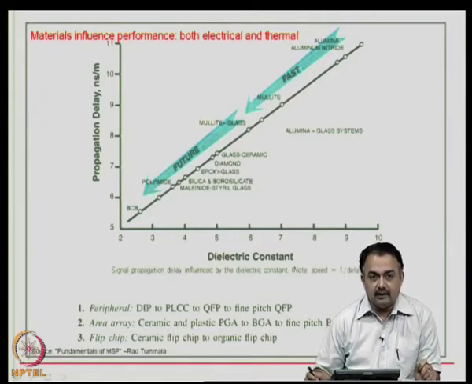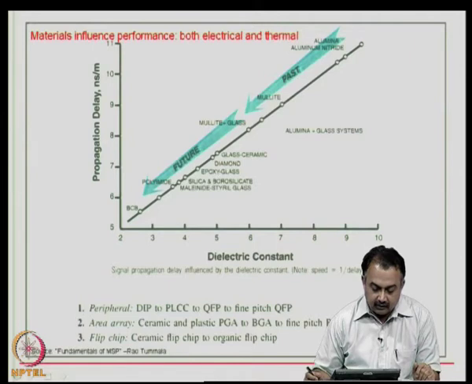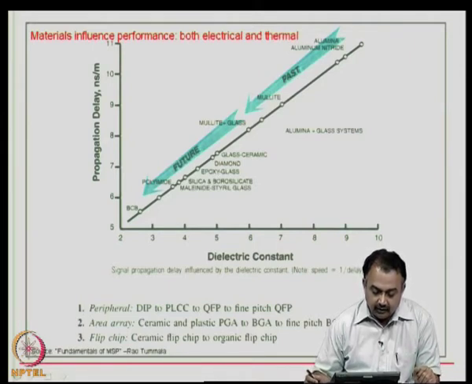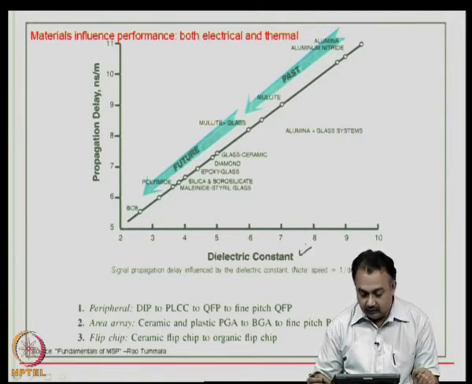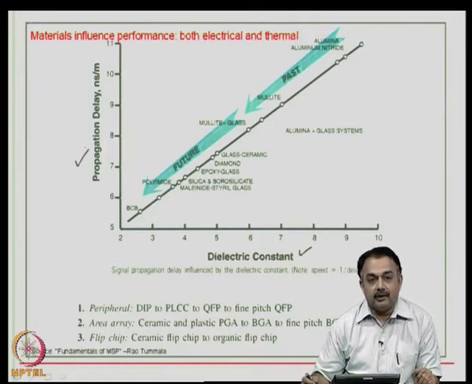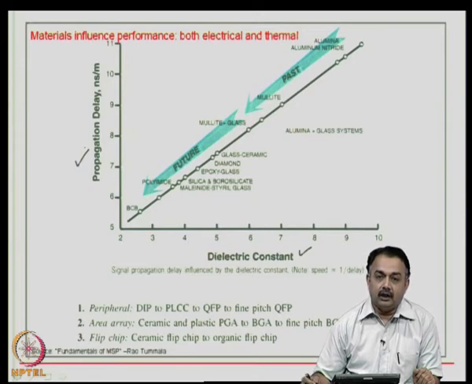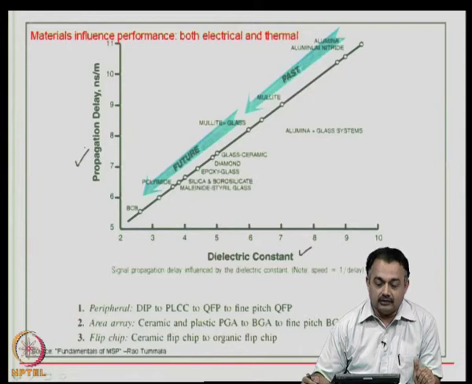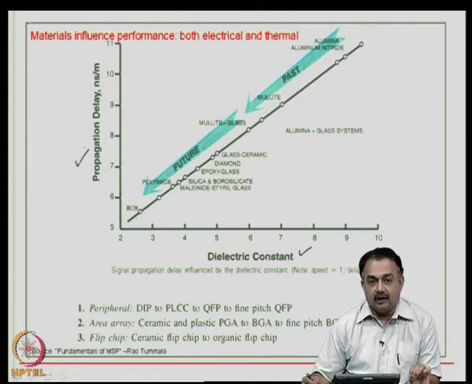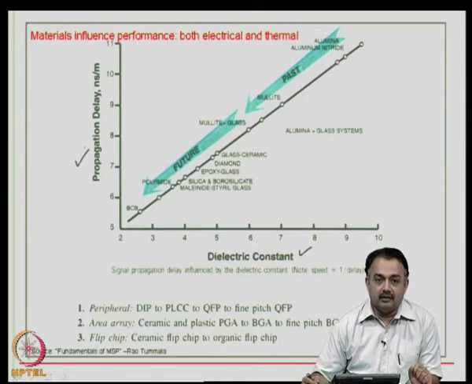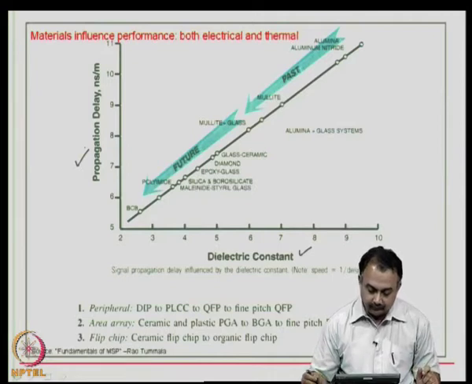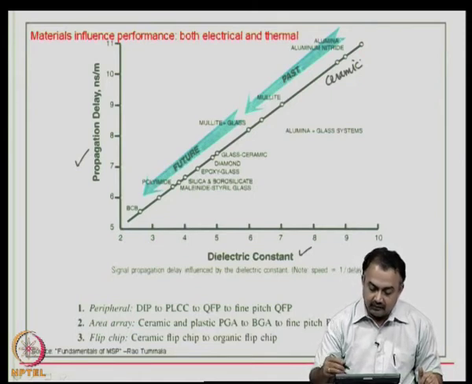So, I want to emphasize here that materials influence performance, both electrical and thermal. If you look at this particular graph, which is indicating dielectric constant versus the propagation delay. As you know, the propagation delay is a very important factor in looking at the electrical performance of a particular package, because if you choose a particular dielectric material, then the propagation delay is going to be dependent on the dielectric constant of the material. So, this graph will show you that on the extreme end we have these ceramic substrates which have higher dielectric constant, and these were used in the past.